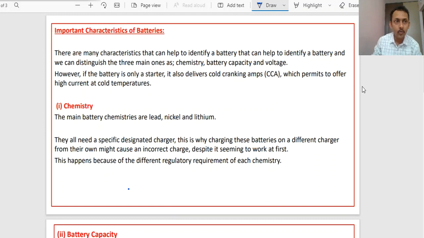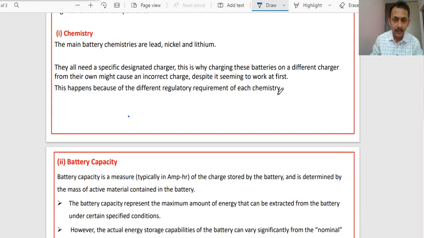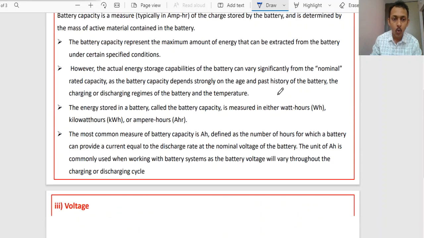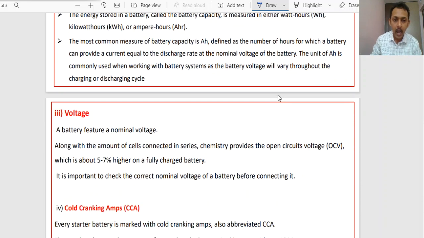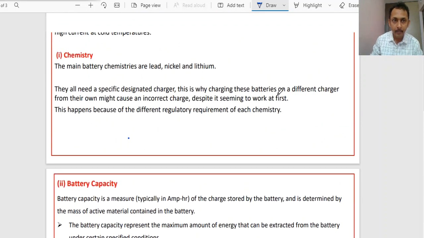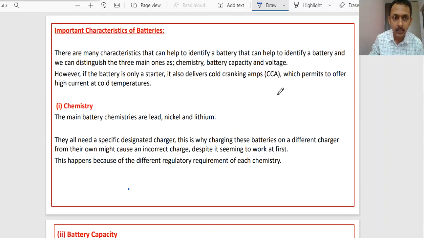In this video, we are going to discuss the important characteristics of the battery. What are the important characteristics we have to consider while selecting a battery, like its chemistry and the battery capacity, which will be expressed in ampere hour, and also its voltage and cold cranking amps. These are the four important parameters we consider, right?